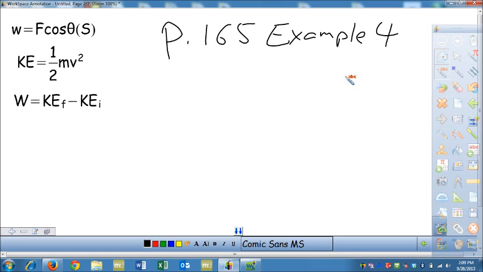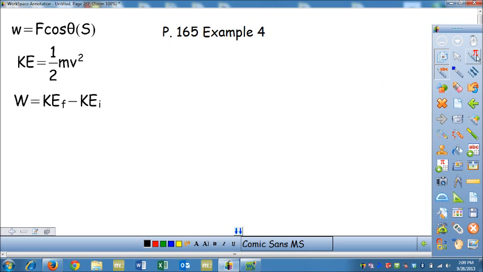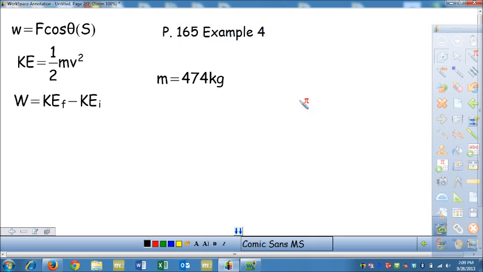Suppose the probe, which has a mass of 474 kilograms, okay, so we got mass equals 474 kilograms, is traveling with an initial speed of 275 meters per second. Okay, v initial equals 275 meters per second.